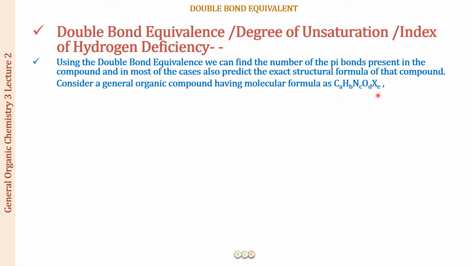CaHbNcODXe, these are the numbers of atoms of the various elements which can be present in an organic compound. So generally what we see is that there is a carbon present in the organic compound, a hydrogen, a nitrogen, an oxygen, or a halogen atom. Sometimes you will see that there is a sulfur or a phosphorus also present, but generally that is not what you will be seeing. Most of the compounds you will see are composed of these five elements, right? So we have put them over here. Any number of these can be present in the molecular formula.